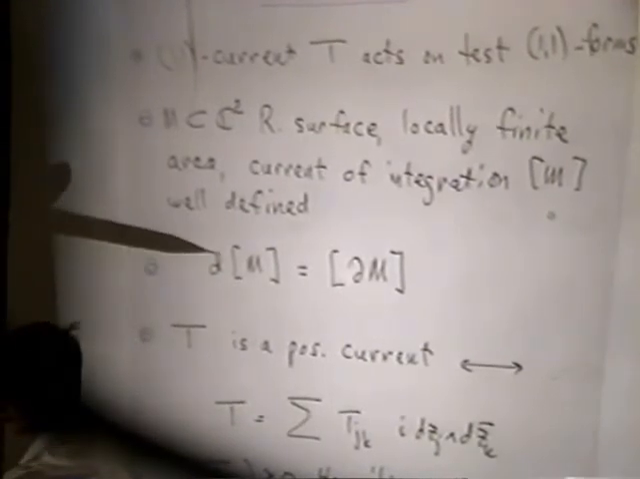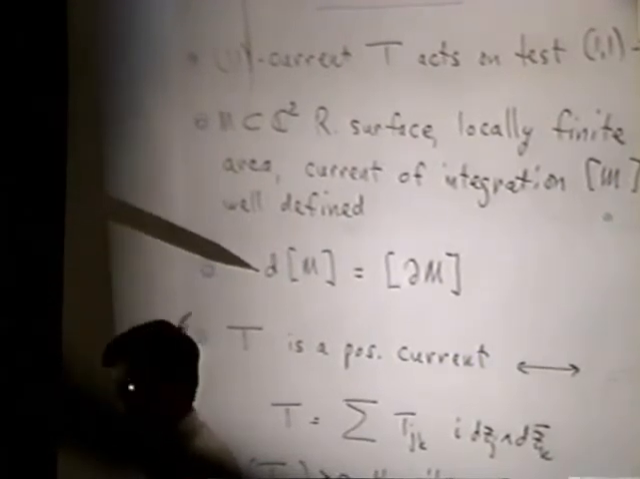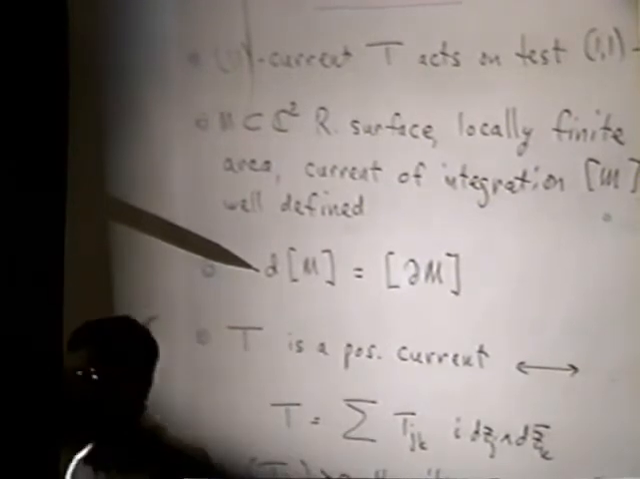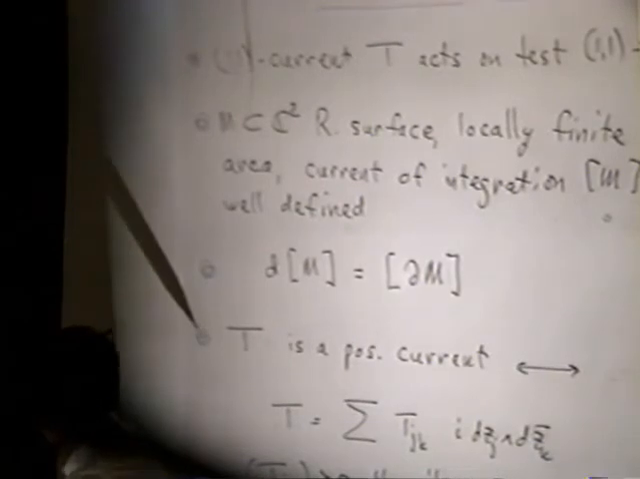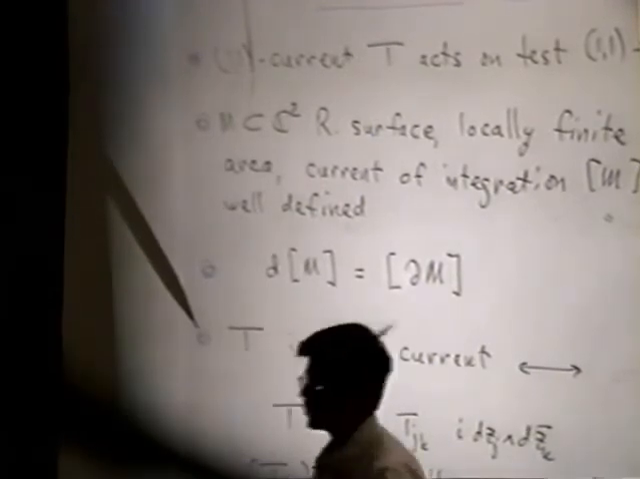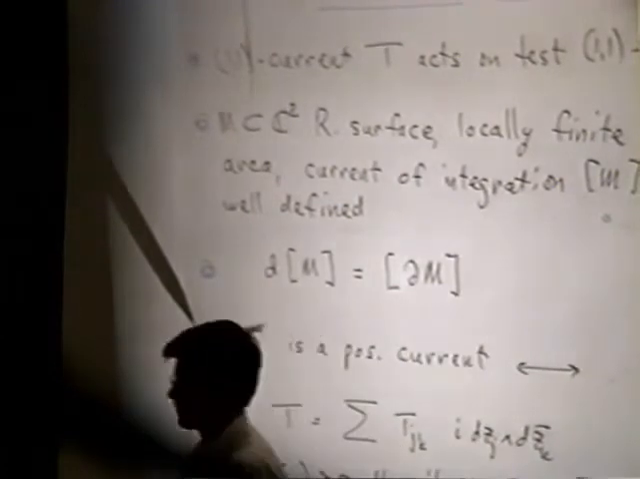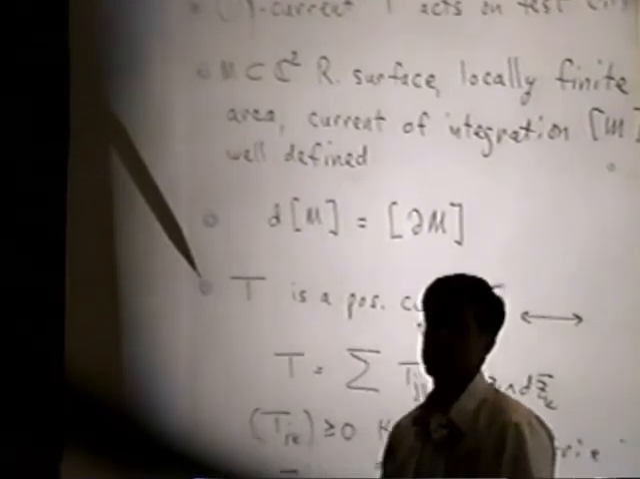One standard thing about the current of integration is if you take the boundary of the current in the sense of currents, that's the d of M, you get the current of integration over the boundary, assuming again that the boundary also is a suitable manifold or suitable set for which you can define a current of integration. For us also, it's going to be important to have currents that are positive. For the positivity, we're going to be using the complex structure.